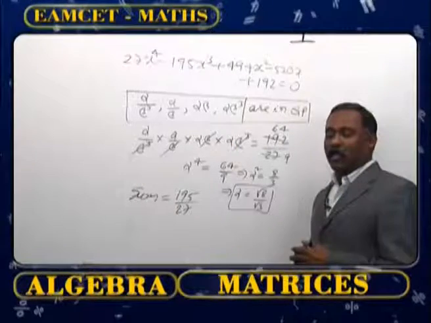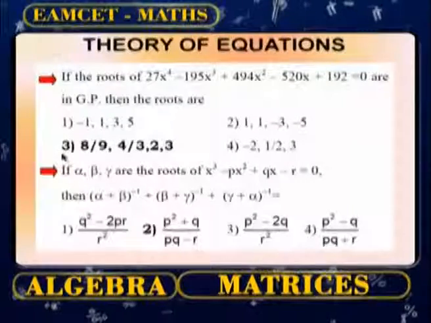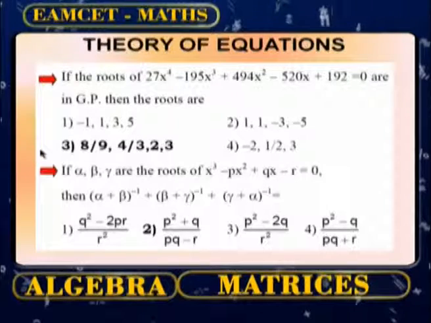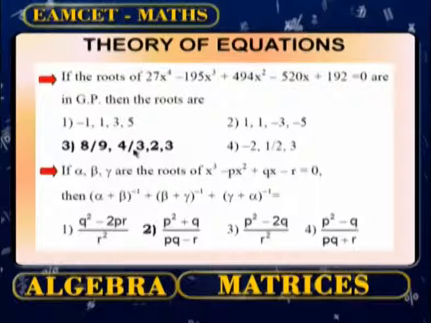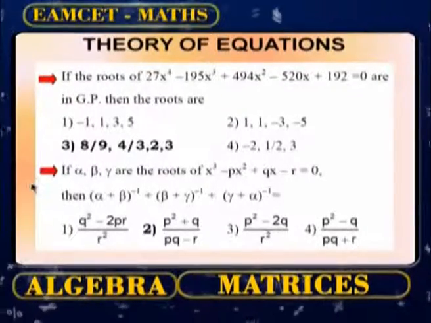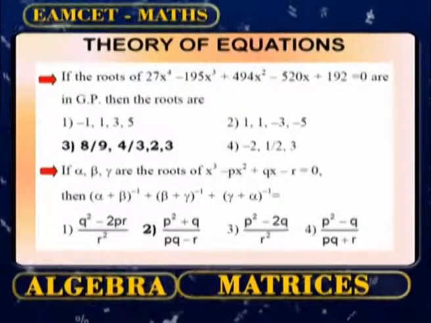So if you see the options there, the remaining all are integers except the third one, which is 8 by 9, 4 by 3, 2, 3. And with the use of this, you can solve the equation to get the roots. Okay. Next one, please.